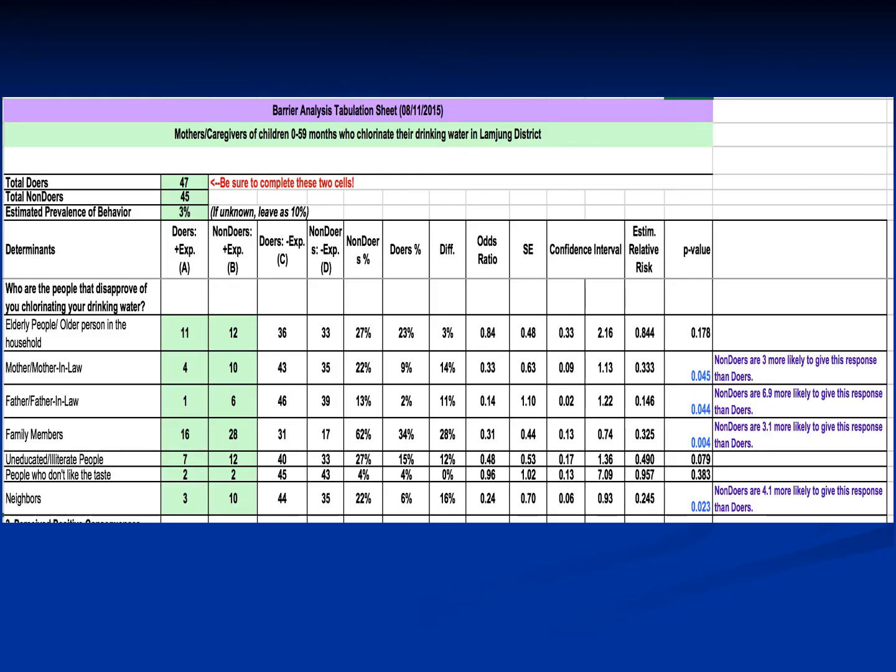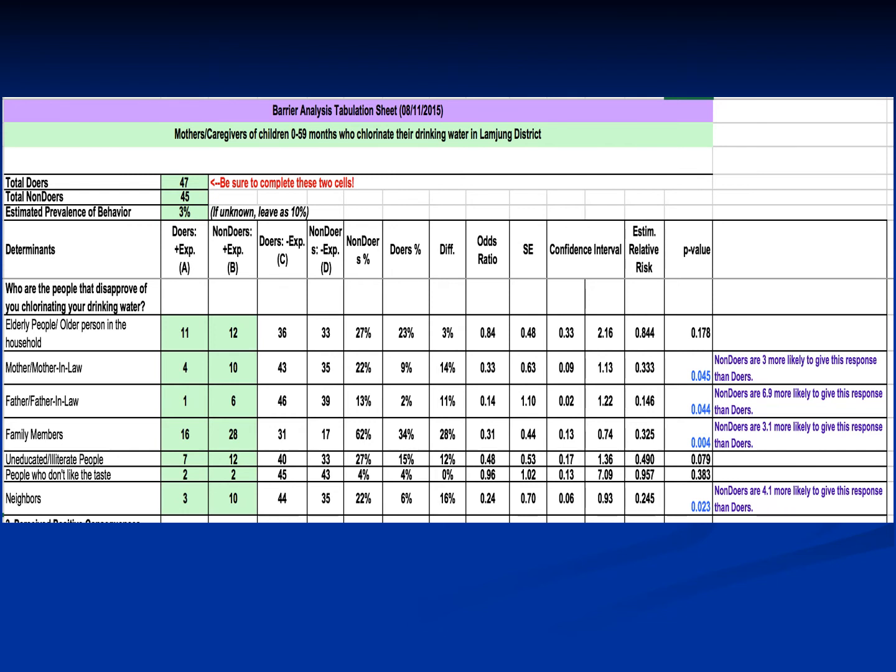So here's an example. After you've tabulated the data, you've counted how many people gave each response, you plug it into an Excel sheet that we developed that looks like this. Notice the colored cells on the left-hand side. When you plug in the total doers and non-doers interviewed at the top and how many people gave each response, the green cells down below, the spreadsheet automatically identifies the differences that are statistically significant, the ones that you need to pay attention to, that are not due to just chance differences. You should ignore all the rest.